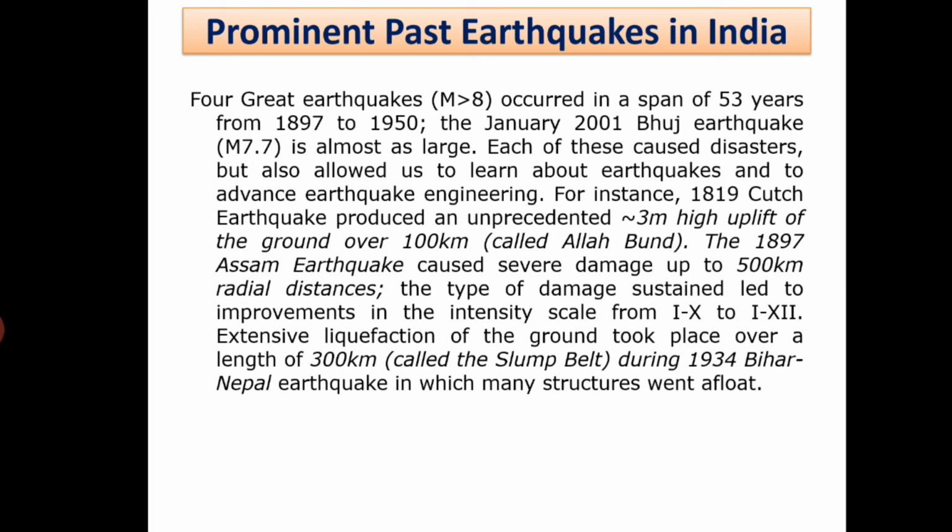The type of this damage led to improvement of the intensity scale, which was first set from 1 to 10, and nowadays is set from 1 to 12. It means the intensity scale has been increased based on past earthquakes. Extensive liquefaction of the ground took place over a length of 300 km, called slump belt, during the 1934 Bihar Nepal earthquake, in which many structures failed, and it had a very significant effect on buildings also.